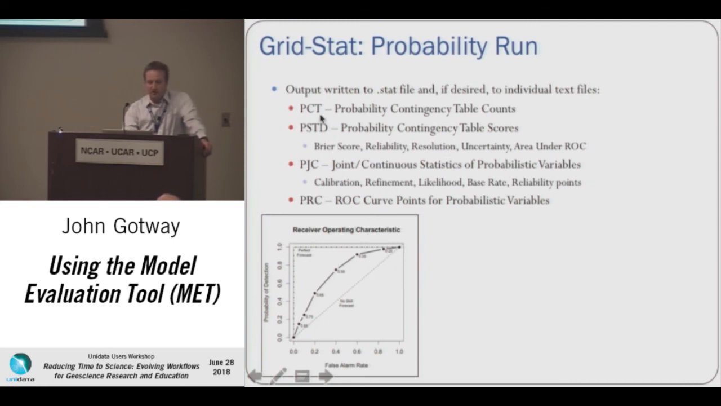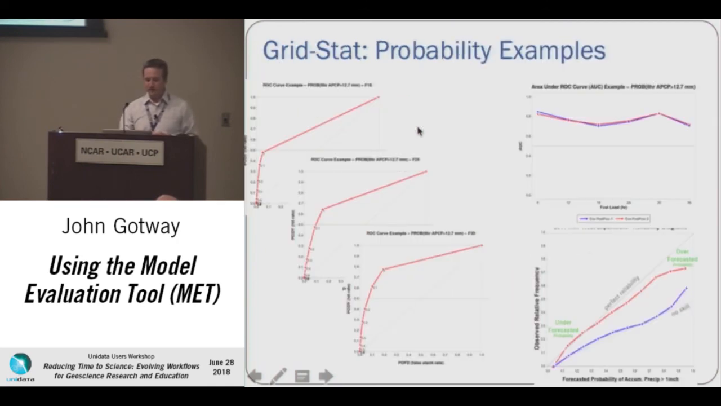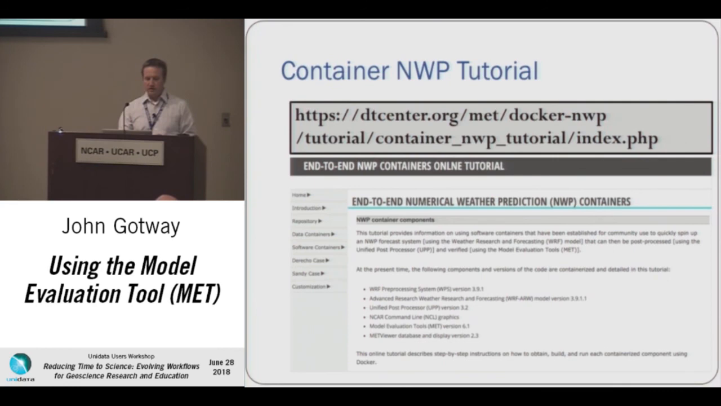In METviewer, we load the PCT line type and generate all the probabilistic plots by aggregating those tables and deriving statistics from them. I won't talk about the ECLV line type, which is the economic cost loss value line type, which we didn't have in MET until we were working with folks at NCEP that used this ECON line type. So we collaborated with them to implement the same logic in MET. And I'm well over my time.